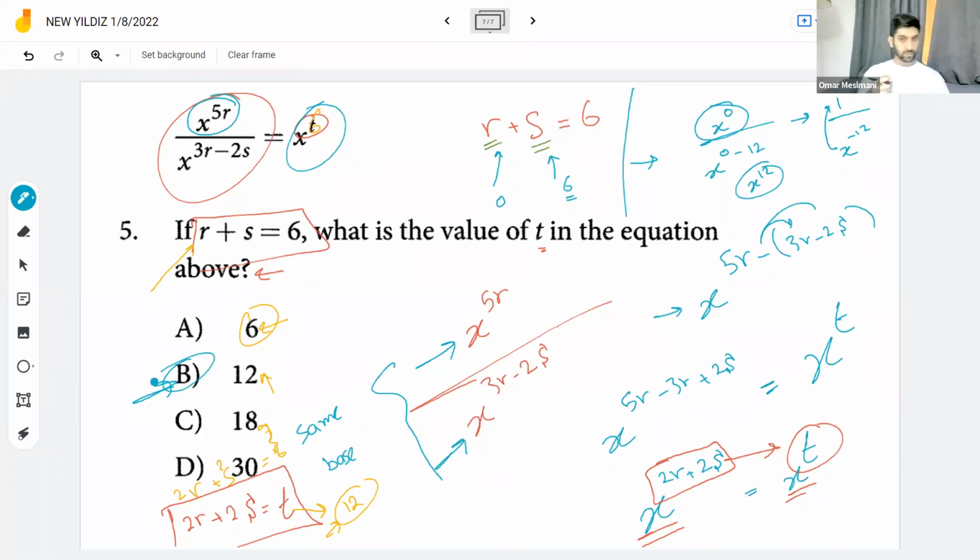Any number I choose, as long as the sum is 6, gives the same answer. Yes, any number you choose. Okay, let's do more.